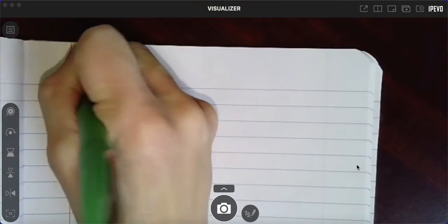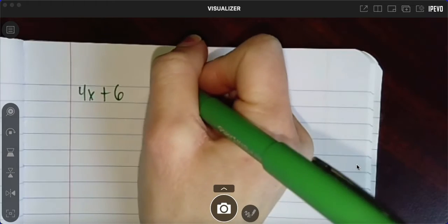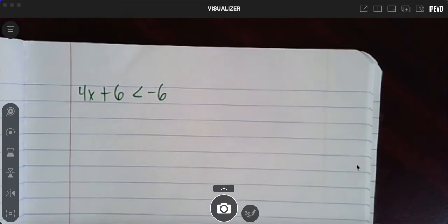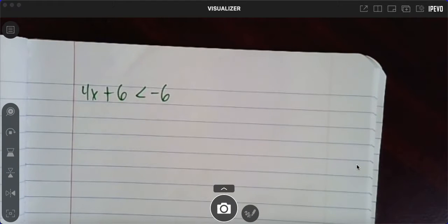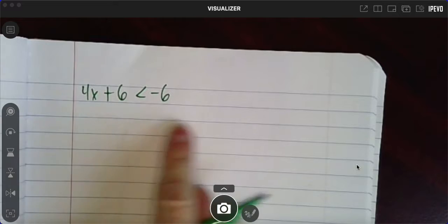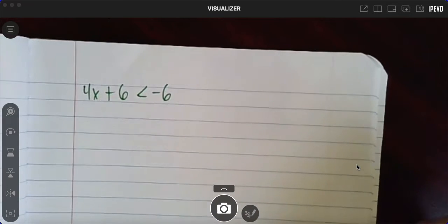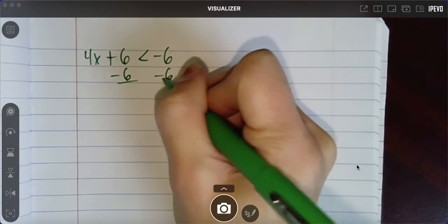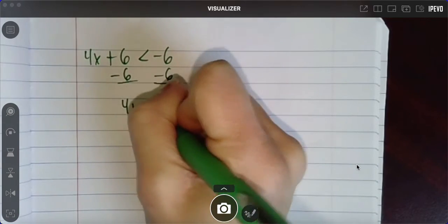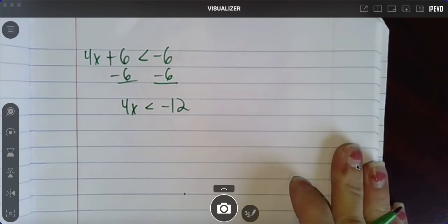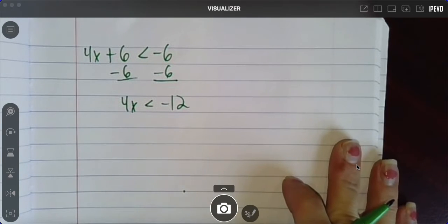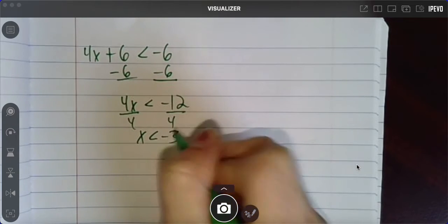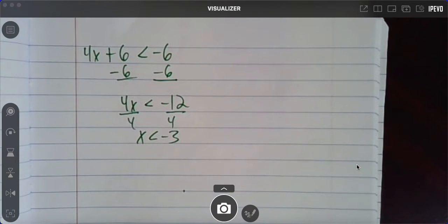14 has 4x plus 6 is less than negative 6. So we're going to find our answer. I think that's all they want. It says what are solutions. So how do I solve this one? You've got to subtract 6 from both sides. So I get 4x is less than negative 12. Then what? Divide by 4. So x is less than negative 3. So that answer choice is A.